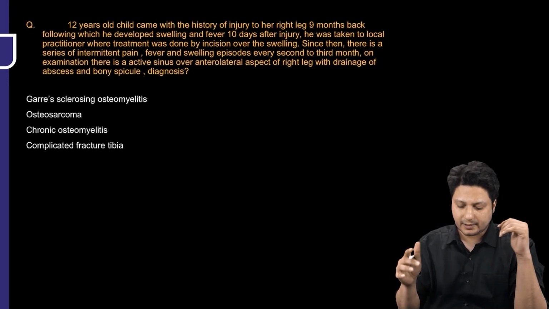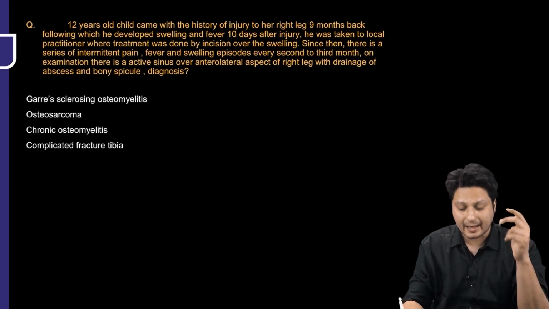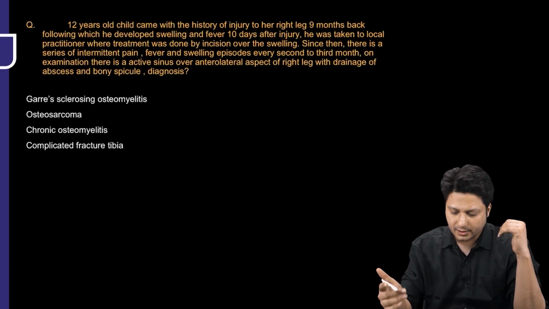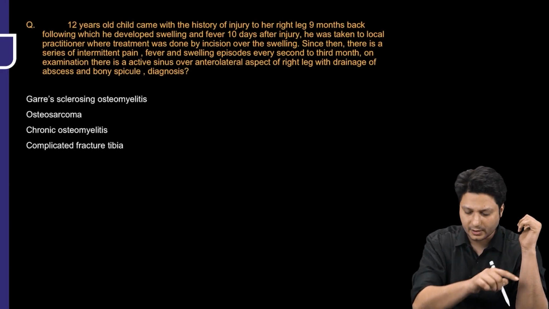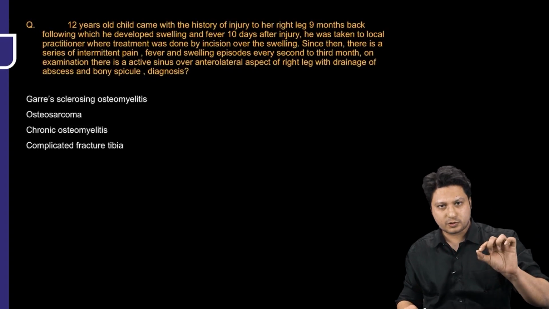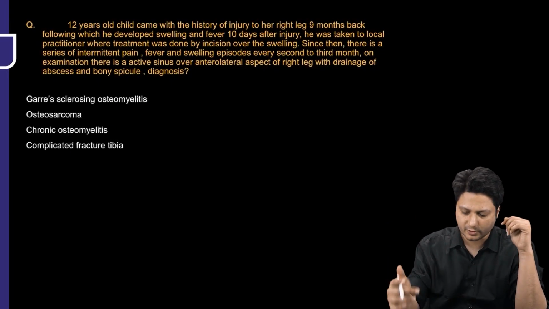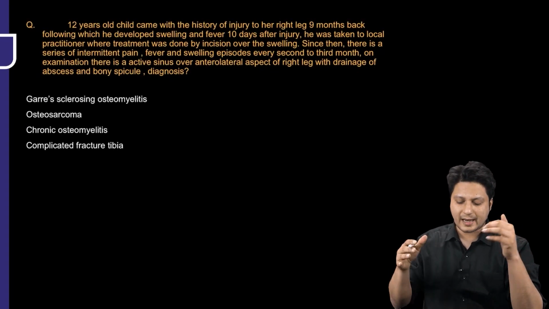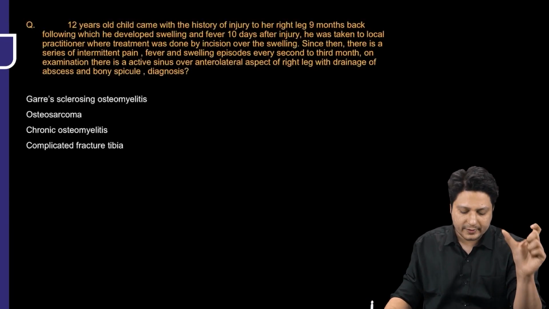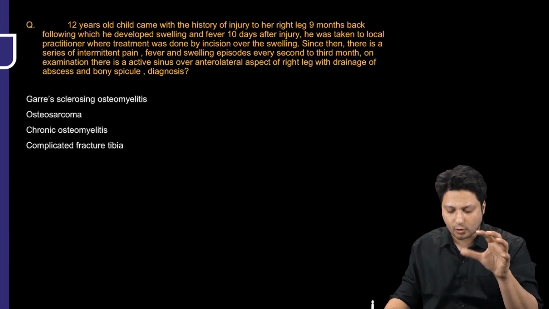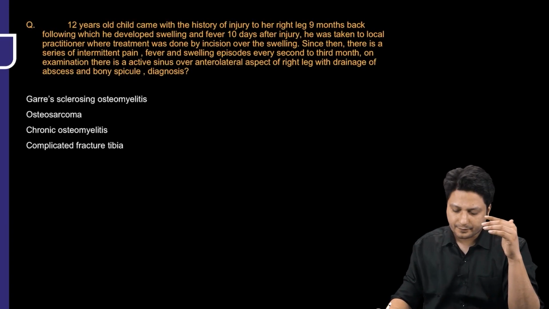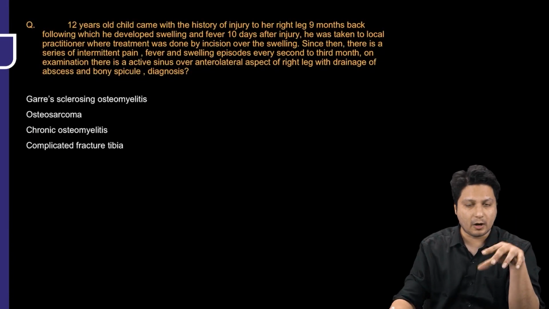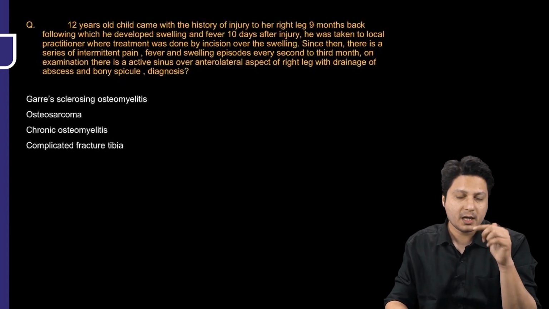That 12-year-old child came with a history of injury to his right leg 9 months back, following which he developed swelling and fever 10 days after injury. He was taken to a local practitioner where treatment was done by incision over the swelling. So he made the incision and drained the abscess possibly. Since then, there is a series of intermittent pain, fever and swelling episodes every second to third month. On examination, there is an active sinus present on the anterolateral aspect of the right leg with the drainage of the abscess and a bony spicule. So a bony spicule is coming out of that sinus. What is the most probable diagnosis the patient is suffering from?